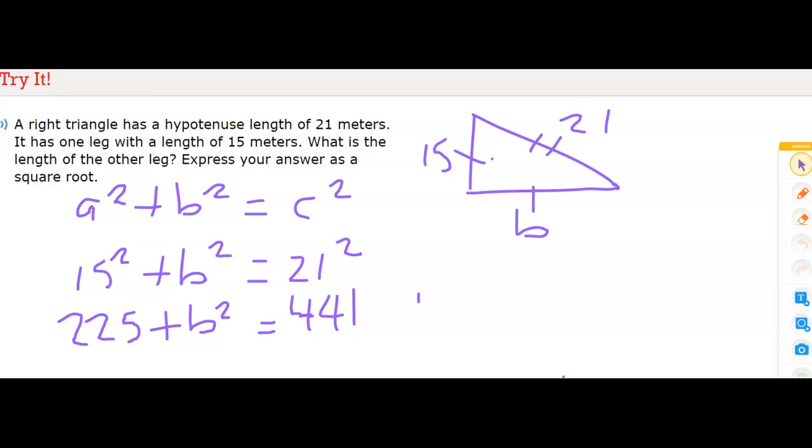I'm going to write it over here. So we have b squared is equal to 216. Then I need to find just the value of b, so I'm going to find the square root of 216. But I just realized it says we need to express the answer as a square root, so we don't have to find what that equals. So we are done.